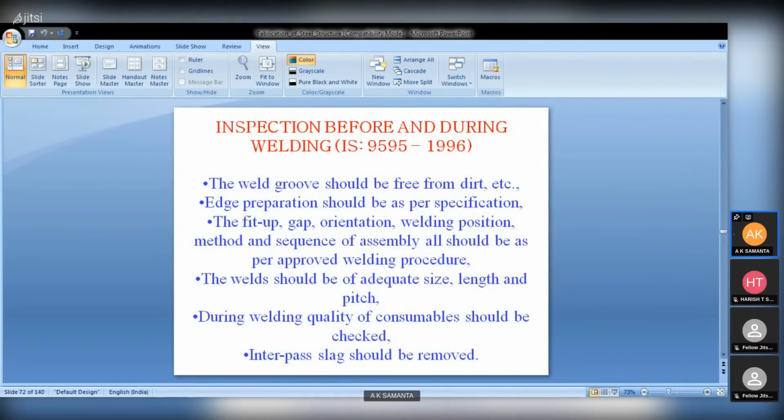Now inspection before welding and inspection during welding is given in our code IS 9595. It is the only available code in welding, though in America and Europe there are a number of codes depending upon the application and situation of the welding. But in Indian conditions, we have only one code, IS 9595, which prescribes what precautions we should take before welding and what we should check during welding. Welding is such a process that before welding some preparation is required, during welding some precaution is required, and after welding also some care has to be taken to eliminate the defects.